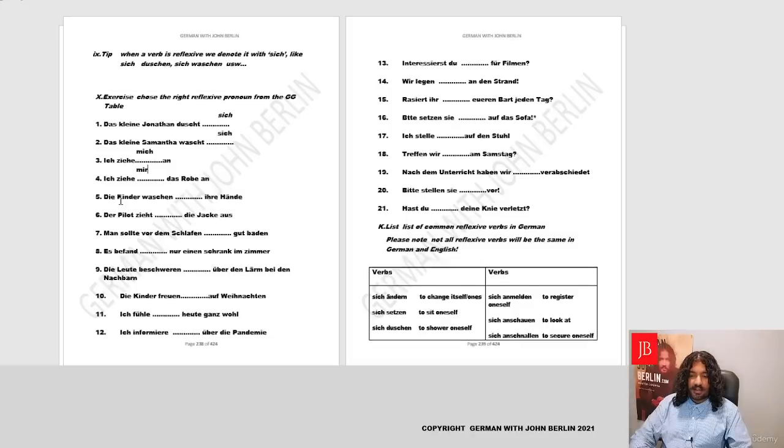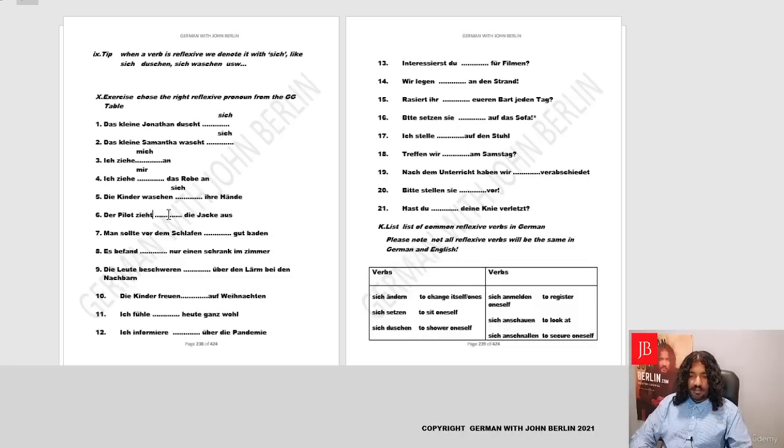Yes. Die Kinder waschen dash ihre Hände. So what are the children washing? Ihre Hände. It's not a person, it's a thing. That means the reflexive pronoun would be dative. So it will be dative sich. For themselves. Yes, the children wash for themselves their hands.